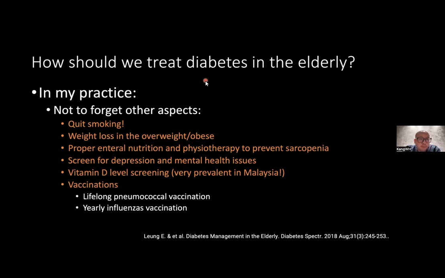And other things I always do is I screen them for vitamin D levels, which is very prevalent in Malaysia, which also is associated with sarcopenia. With sarcopenia, less physical activity, they say difficult for me to climb up, to walk, so they don't exercise and the sugar is bad. And finally, vaccinations.